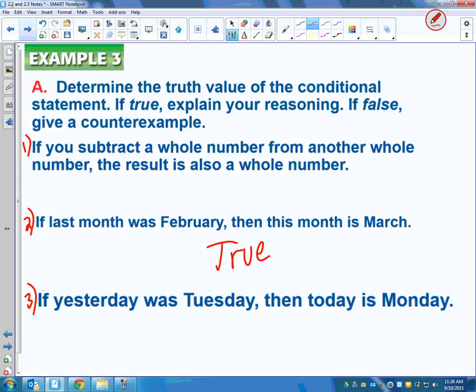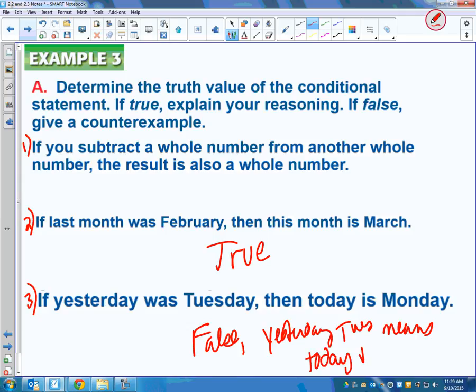True story. If yesterday was Tuesday, then today is Monday. Not true. If yesterday was Tuesday, then today is Wednesday. See what I mean about how, if you show this to your parents, they'll be like, how is this math? That's what happens in this chapter every time. But sometimes it's easier to do non-math examples in order to do the math examples.